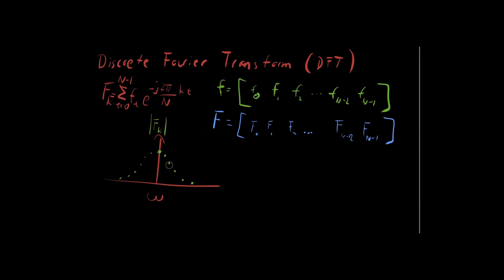So that's the basics of the discrete Fourier transform. This is the workhorse of signal processing, and it's extremely efficient. There are very, very optimal ways of calculating this. That's called the fast Fourier transform, which is the one that's most commonly used.